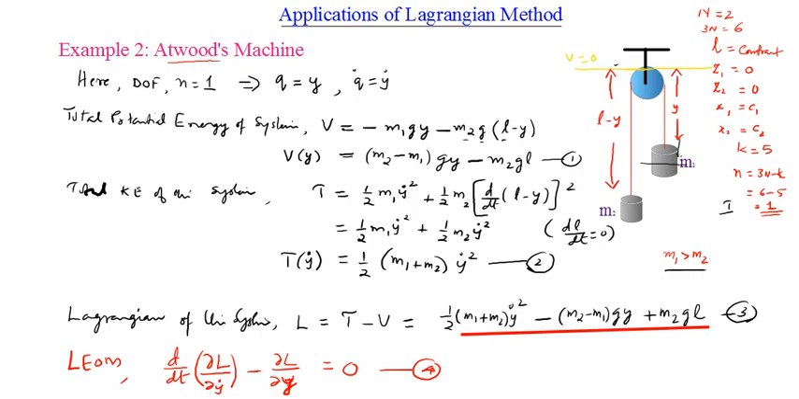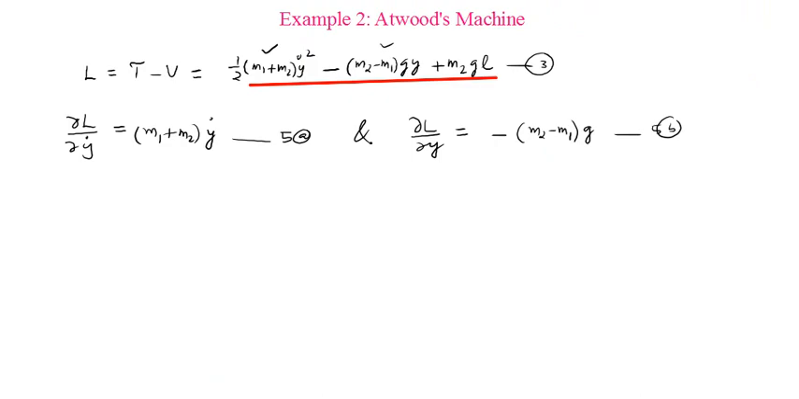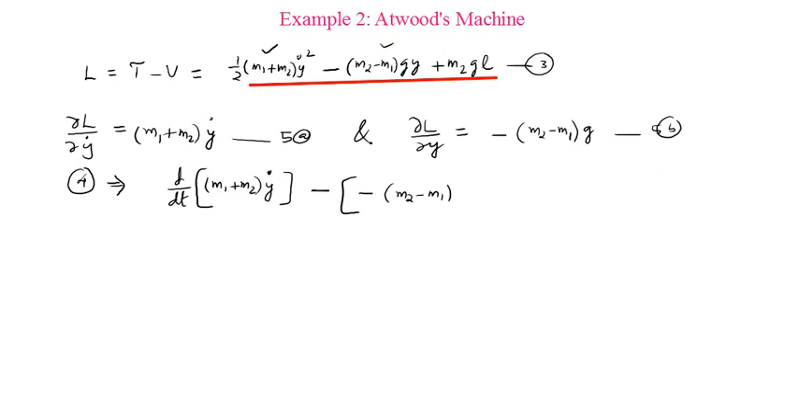Yeah. So what is equation number 4 becoming? Therefore equation number 4 will become d by dt of dou L by dou y dot. What is dou L by dou y dot? That is m1 plus m2 into y dot. Then minus, there it was a minus, dou L by dou y. What is dou L by dou y? Dou L by dou y is 5b. That is minus m2 minus m1 into g. That should be equal to finally 0.